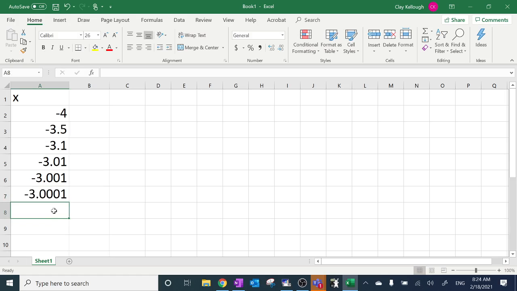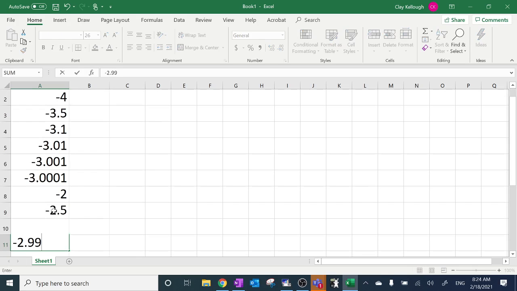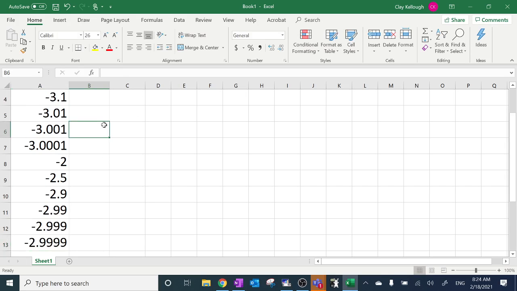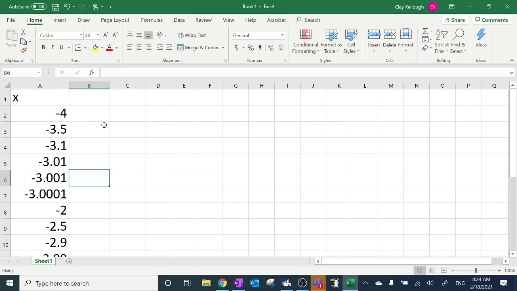And then that's it, right? But I'm actually going to keep going. There's another side, so I'll do the other side while I'm at it. Negative 2, negative 2.5, negative 2.9, negative 2.99, negative 2.999, and then I think there's one more that has a fourth 9 on it. Negative 2.9999. There we go. That's all of the data that I'm going to use. That's all of the x values.